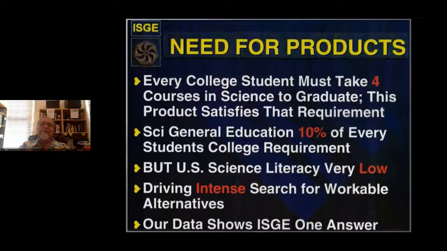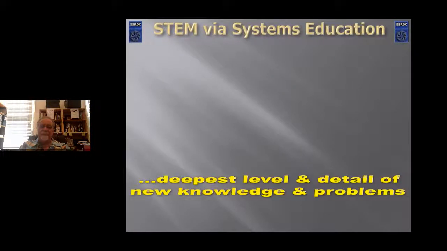And believe me, they're very dedicated to getting their degrees. But what is the outcome? Science literacy is extremely low in the United States compared to other developed nations, extremely low. And this drives an intense search for workable alternatives. Our data shows ISGE is one alternative.